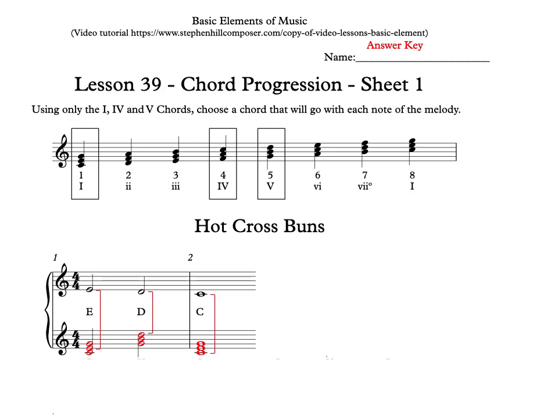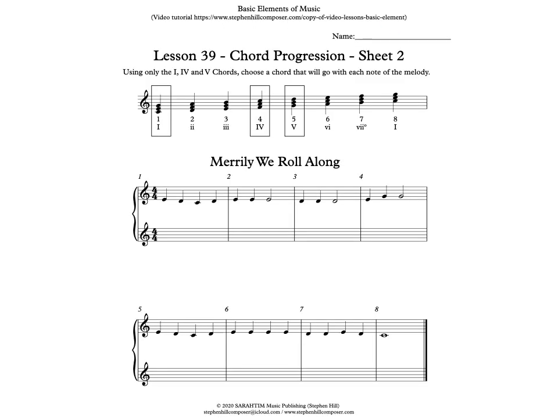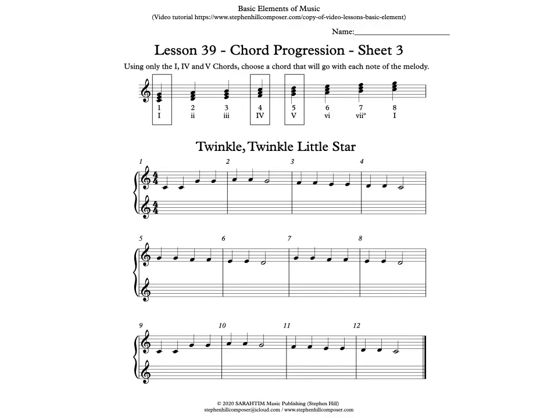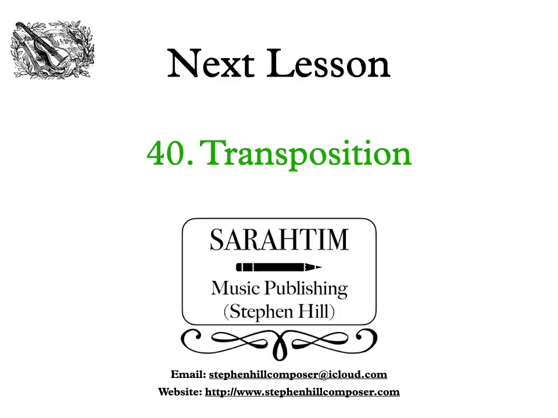So here's another worksheet using Merrily We Roll Along and then Twinkle Twinkle Little Star. So your goal is to find a chord that will harmonize the melody notes. Okay? And then we'll go on to our last lesson here in this section, transposition. Okay? So we'll see you in the next lesson.